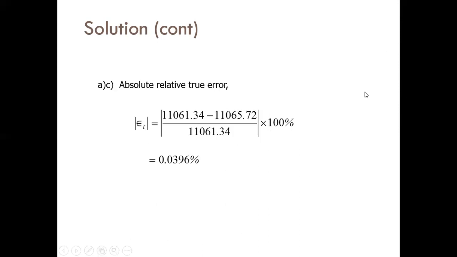Then next, the absolute relative error is true value minus calculated value divided by true value into 100%. Then the error is 11061.34 minus 11065.72 divided by 11061.34 into 100. By calculating this, it is 0.0396%. This is the absolute relative error.